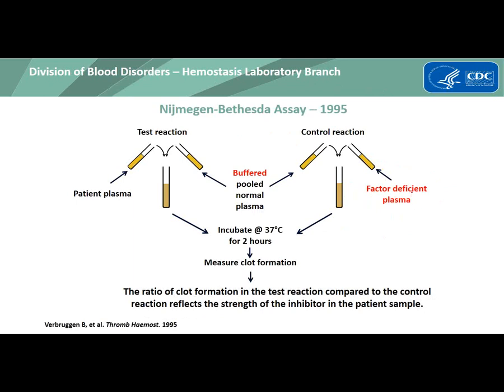And that's for the reason that factor-deficient plasma serves as a much better control reagent for the patient plasma used in the test reaction. And they also added a buffering system to the pooled normal plasma to ensure that this reagent stayed close to physiological pH. And these modifications were shown to improve reproducibility in the results, especially as the results approached the positive cutoff.